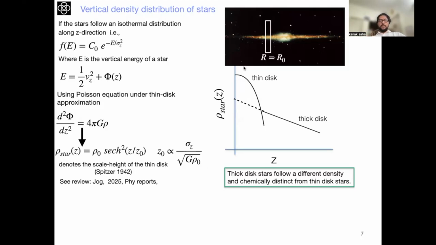Now, the thin disk in actual galaxies may follow this because it's very thin. But if you have enough resolution and sensitivity, one can find that many spiral galaxies have an extended density distribution of stars in the vertical direction, which is different from the thin disk profile, and this is the thick disk of the galaxy. The Milky Way has a thick disk. Thick disk stars follow a different density profile, and they are chemically distinct from the thin disk stars.